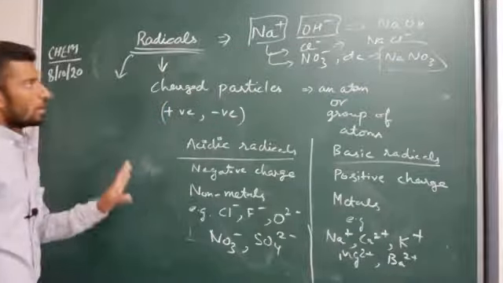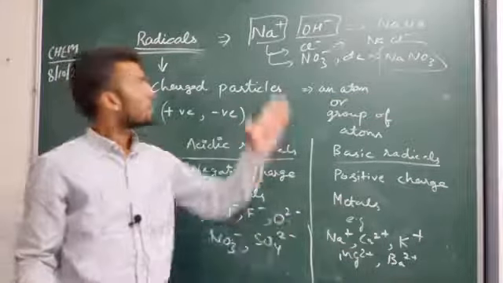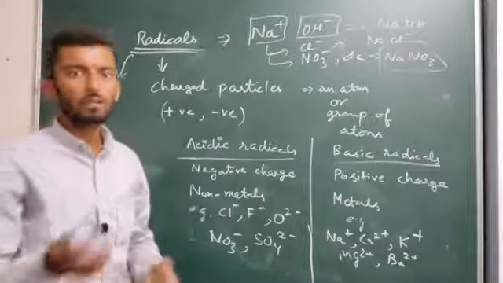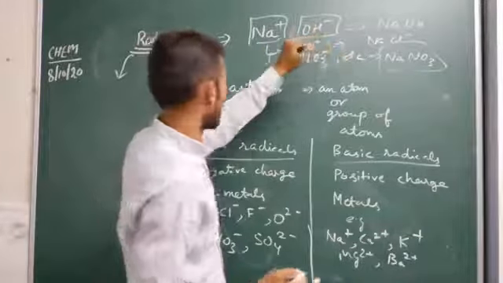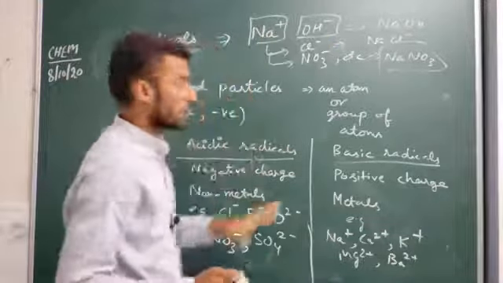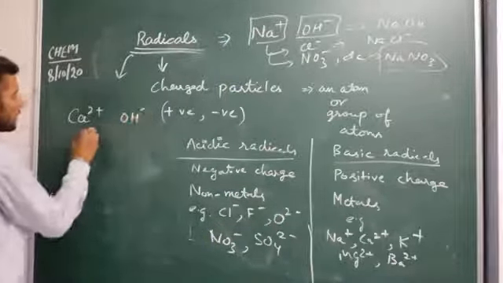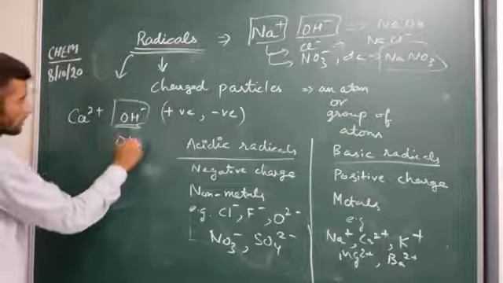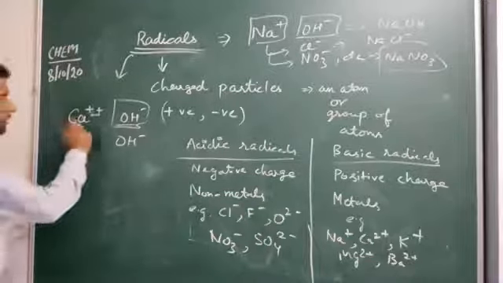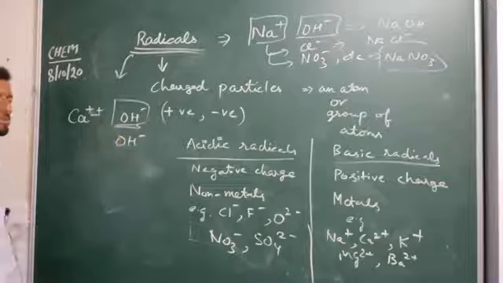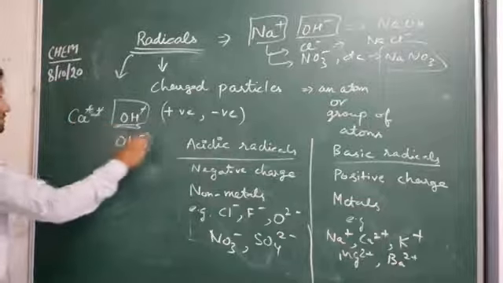Clear? One thing more: the amount of positive charge carried by one radical in order to combine with another radical must always be equal. Like one positive combines with one negative. Here also one positive combines with one negative. Similarly, if Ca2 positive combines with OH negative, then here we need one more OH negative, because this 2 positive can also be written as this one. So in order to cancel this charge, we need opposite negative charges also. So this positive gets cancelled with this one, and this positive gets cancelled with this one.